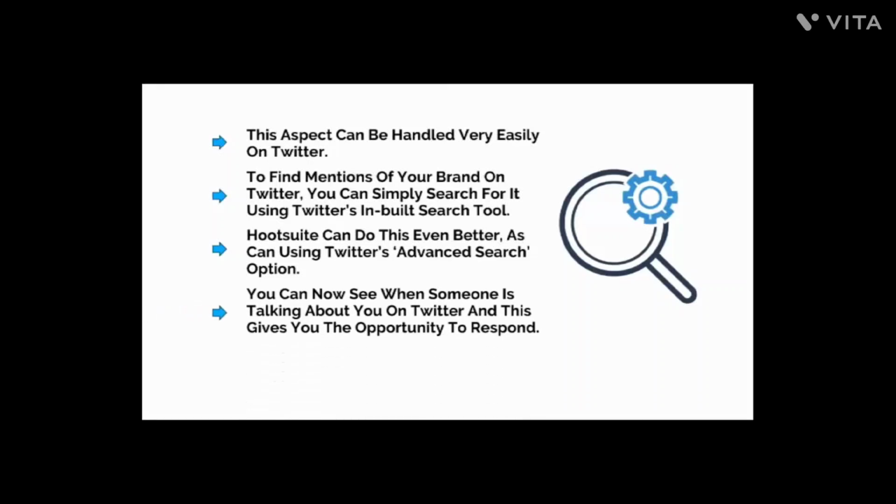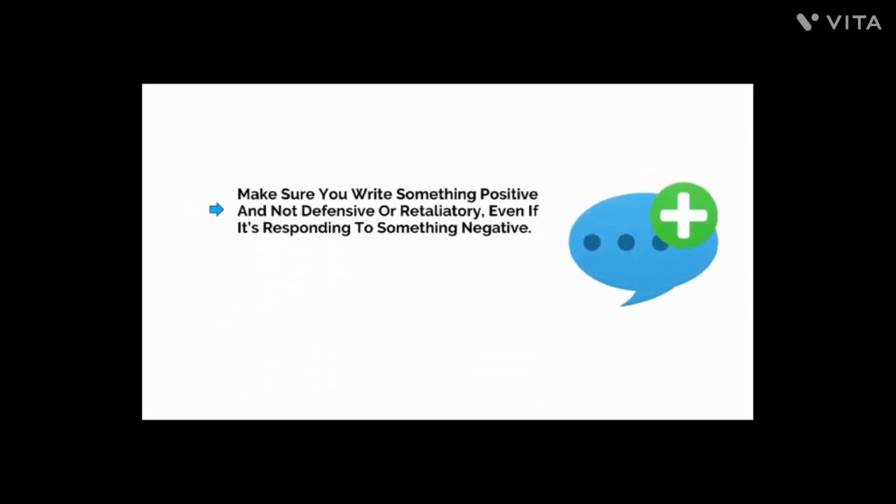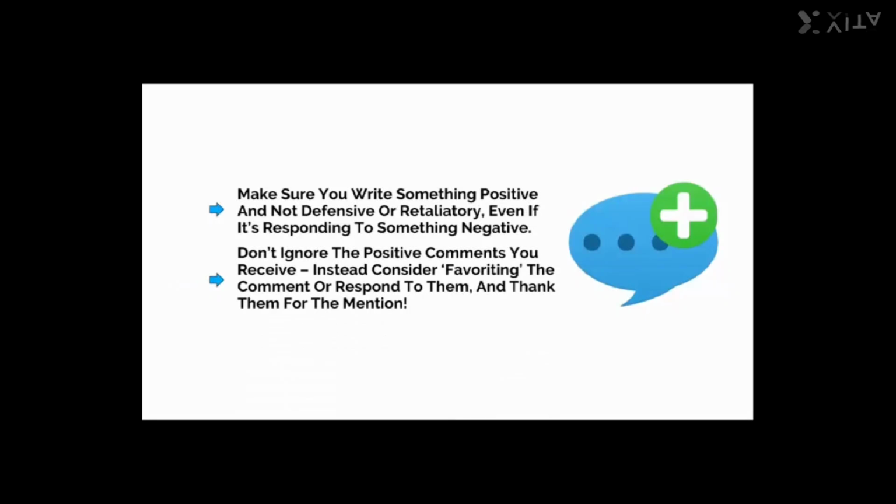Either way, you can now see when someone is talking about you on Twitter, and this gives you the opportunity to respond. Make sure that you write something positive and not defensive or retaliatory, even if it's responding to something negative. Also, don't ignore the positive comments you receive. Instead, consider favoriting the comment, which might get you a new follower, or respond to them and thank them for the mention. You can do the same thing by responding to reviews and putting forward your own point of view. Do be careful not to unnecessarily attract more attention to bad press, though. It's a fine line to walk.